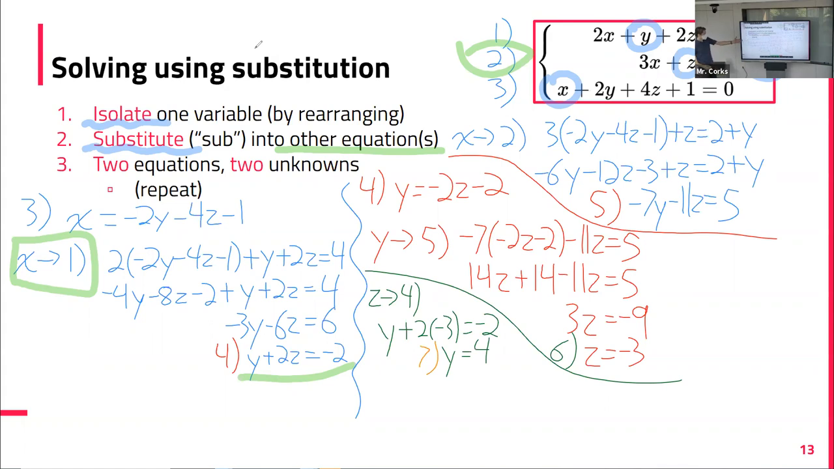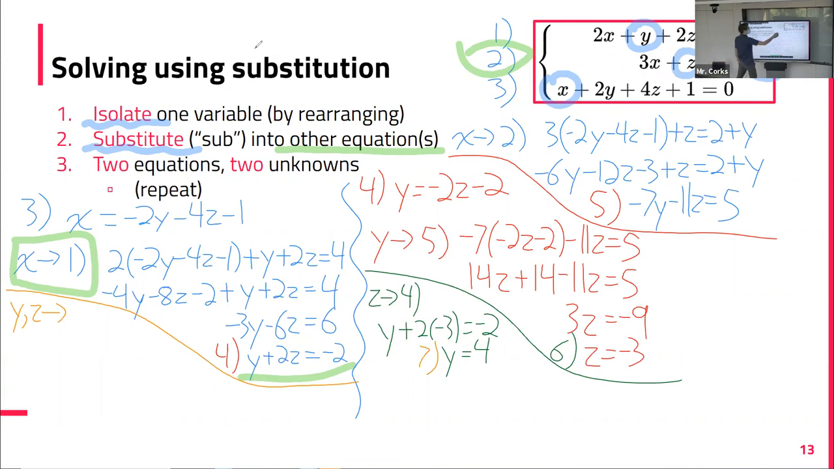And then we take our y and our z and we go back into any one of the original equations and figure out what our x would be. I'm going to write over here. So we take our y and our z. Which of the original three equations would you choose here? One, two, or three? The third one.